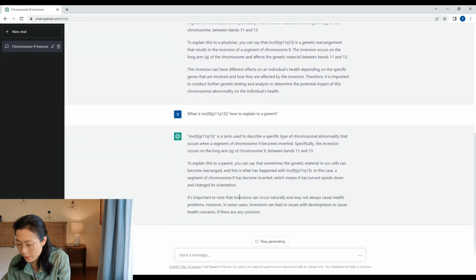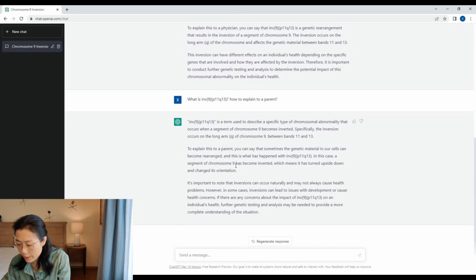Again, here it explained what inversion is. And it says, it's important to note that inversions can occur naturally and may not always cause health problems. However, in some cases, inversions can lead to issues with development or cause health concerns. If there are any concerns about the impact on an individual's health, further genetic testing and analysis may be needed to provide a more complete understanding of the situation.